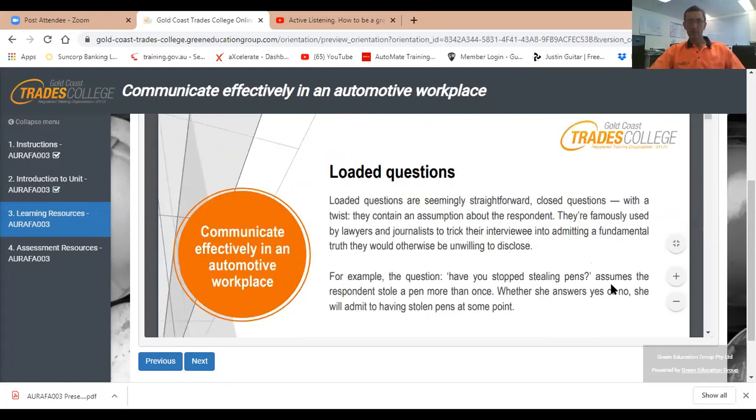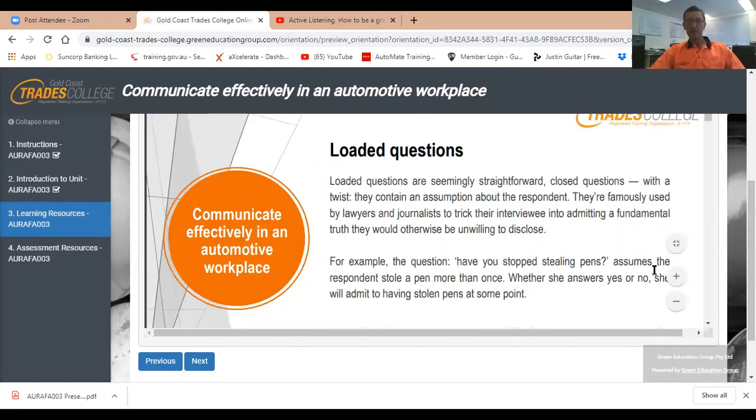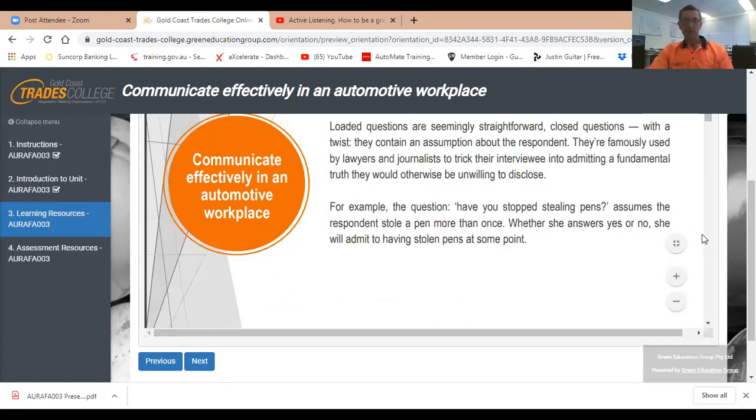Continuing on, loaded questions are seemingly straightforward closed questions with a twist. They contain an assumption about the respondent. They're famously used by lawyers and journalists to trick the interviewee into admitting a fundamental truth they otherwise would be unwilling to disclose. For example, have you stopped stealing pens? Assumes the respondent stole a pen more than once. Whether she answers yes or no, she will admit to having stolen pens at some point. So be careful about loaded questions.